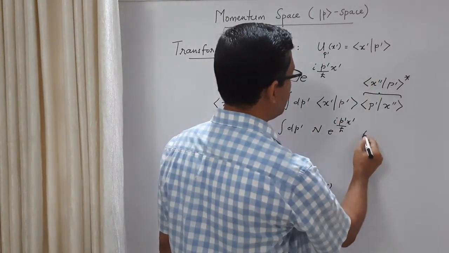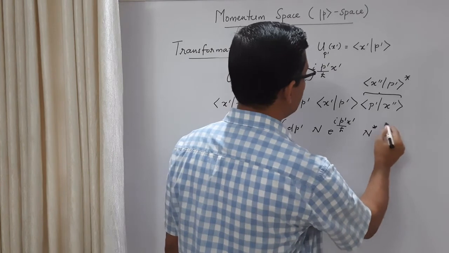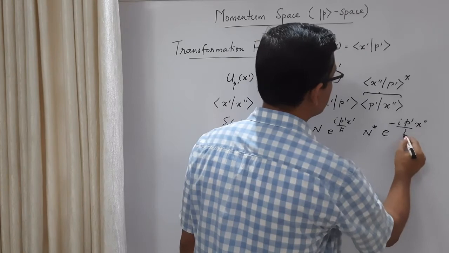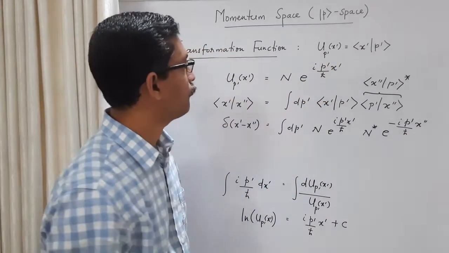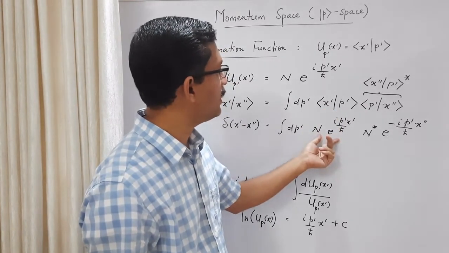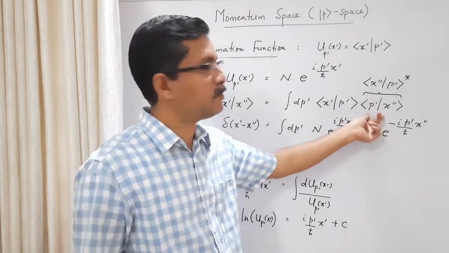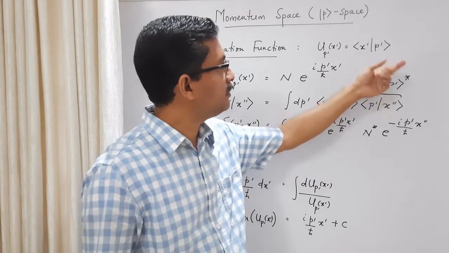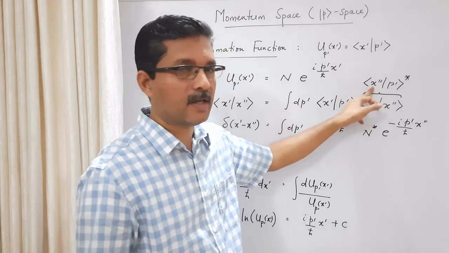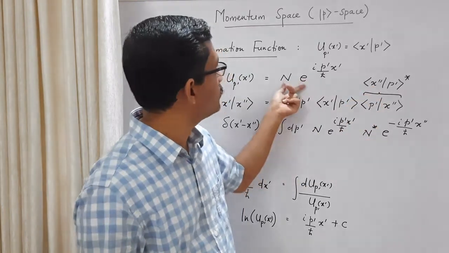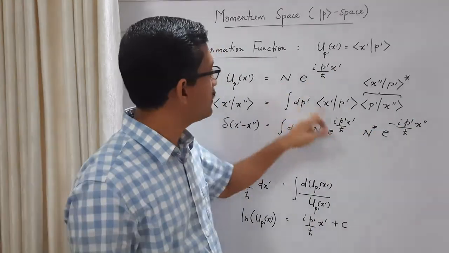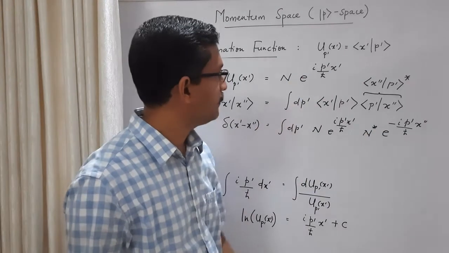So we have n star e raised to, this becomes minus i p prime, instead of x prime we have x double prime by h cross. Okay, so look at this. This is transformation function. We have substituted that. This is the complex conjugate of transformation function, correct? With a different base variable x double prime. So we have complex conjugate of this one with x prime replaced by x double prime. This becomes n star and this becomes minus i here.